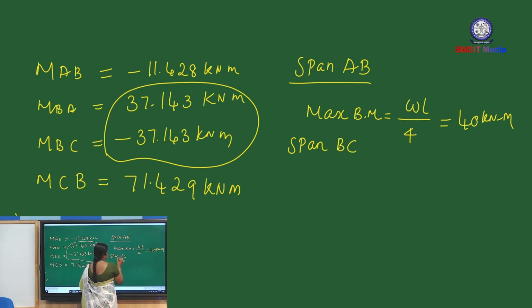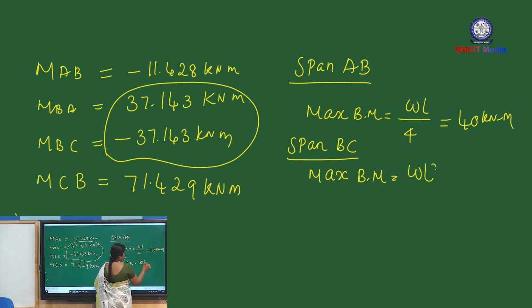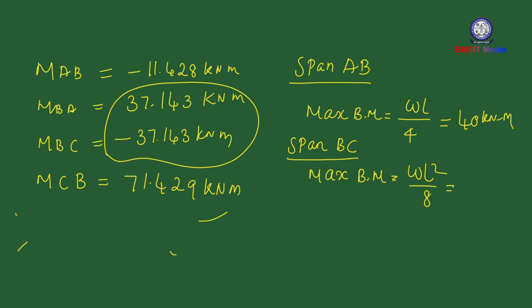Next, for span BC, it is subjected to UDL load. If the beam is subjected to UDL load, the maximum bending moment is at midspan only. The formula is WL squared by 8. Already we have studied this in the third semester itself. So W equal to 20, length is 6, 20 into 6 square divided by 8, we get 90 kilonewton meter. So this is the simply supported bending moment diagram.